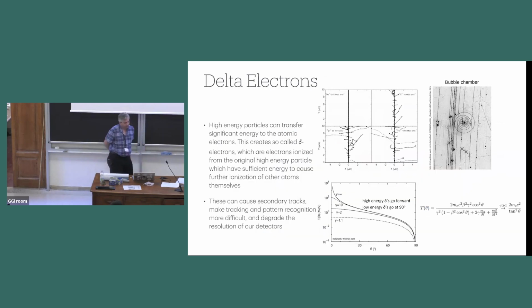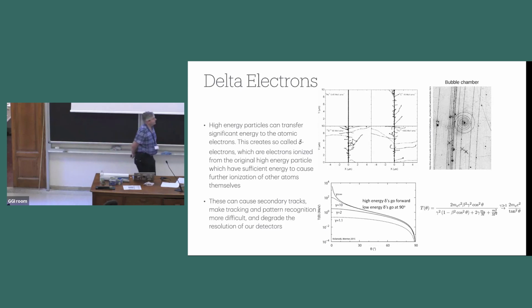Okay, so this leads to the first complication in this picture, which is called delta electrons. As high energy particles go through the material, they can sometimes transfer significant energy to some of those atomic electrons which they interact with. They can cause the production, or ionization, of relatively high momentum electrons, which can then cause further ionization. Those are generally called delta electrons, where the electrons are ionized from the original high energy particle and themselves then have sufficient energy to continue this process as well.